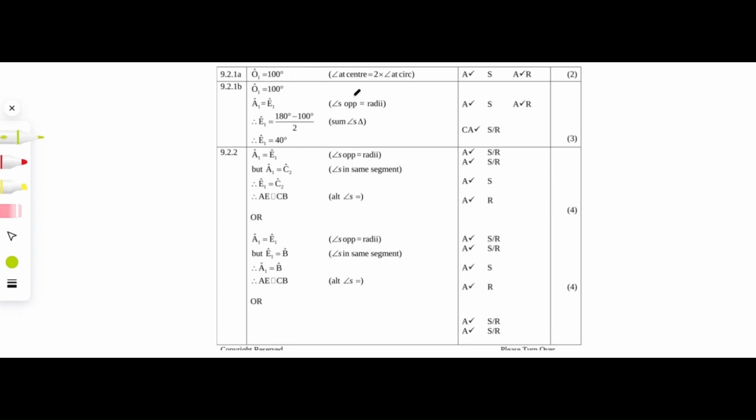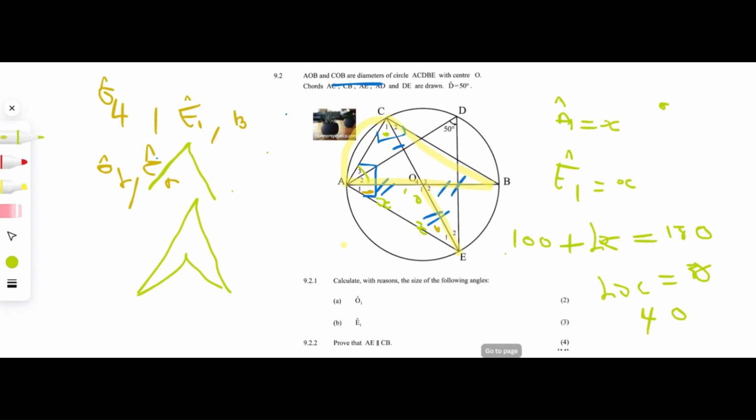A1 equals E1, angles opposite equal sides. You don't have to say angles opposite equal sides; you could say equal radii. That is also sufficient, that would be valid. But you can use angles opposite equal sides. Okay, and then you're going to use the sum of the angles of a triangle, and then your answer is going to be E1. And what you want to do is annotate that onto your diagram. Okay, so I'm just going to leave that as being equal to 40 degrees.